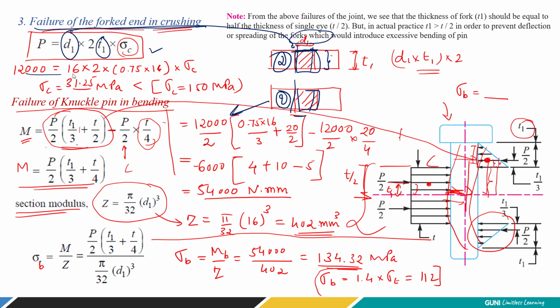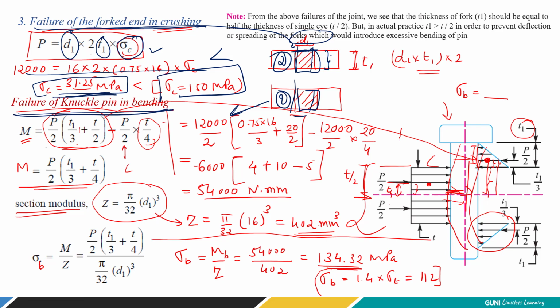Now insert the values of the known dimensions, then find out the crushing stress. Because it is crushing failure, we have to compare with the crushing values, right? Now the crushing value is 150 megapascal and the given value is 31.25. So you can say the double eye or fork end is also safe in crushing, along with the safe condition in shear as well as tensile, right? And the failure of knuckle pin in bending, okay.